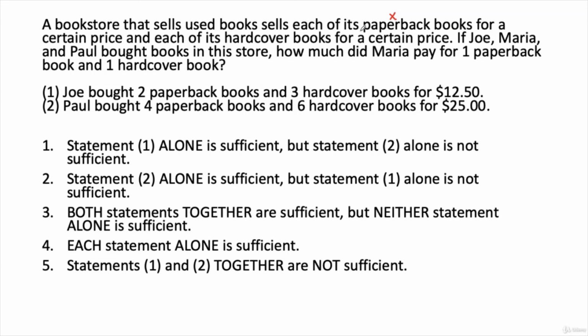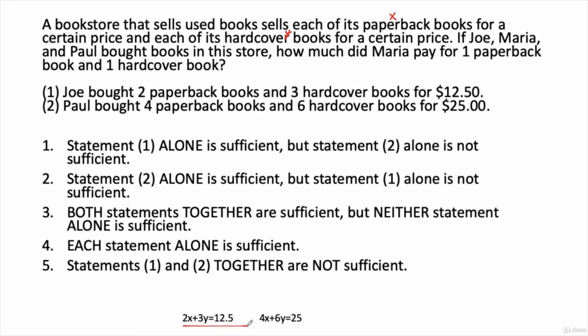Let's assume paperback as x and the hardcover as y. So, statement 1 says Joe bought 2 paperbacks and 3 hardcover books for $12.50. This is the equation that we get. Now comes the very tricky part.